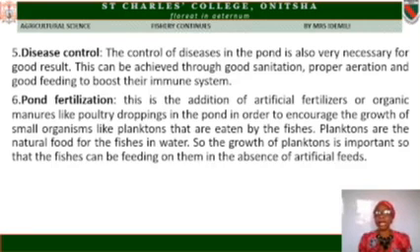So the growth of plankton is very important so that the fishes can be feeding on them in the absence of artificial feeds. The growth of plankton in the fish pond is highly encouraged so that the fishes will not be left without food when there is no artificial feed for them.